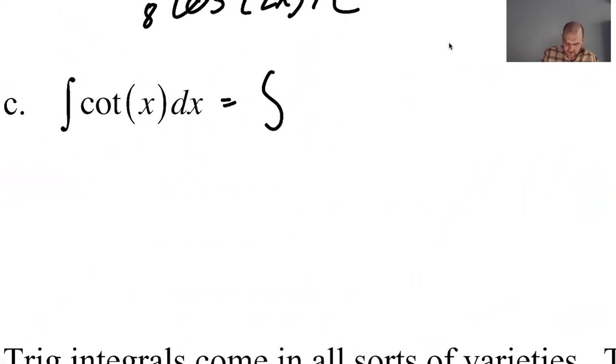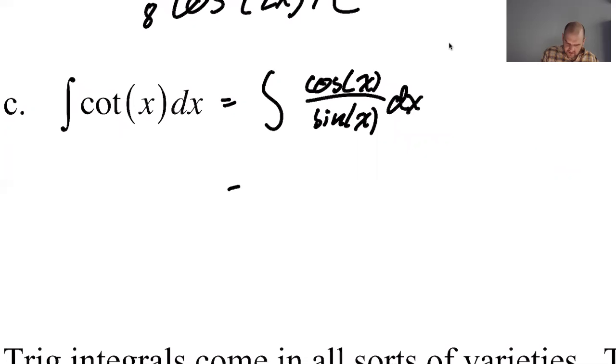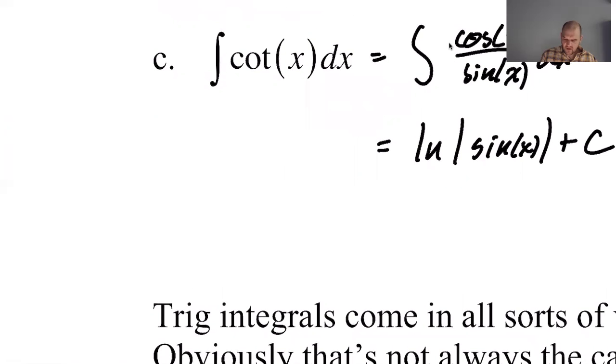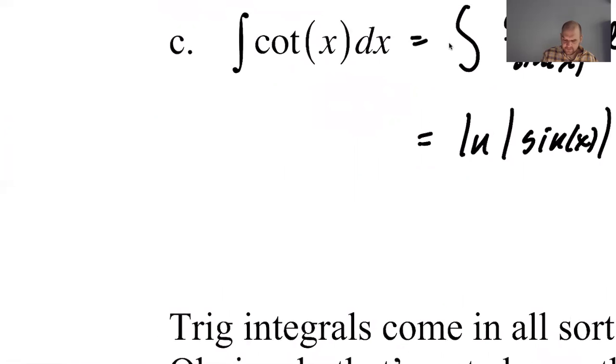This, I think I'm going to go with, this is cosine of x over sine of x. And then if you integrate that, you're going to get the natural log of the absolute value of sine of x plus c. Okay, so I mean, that definitely works. The other thing, there's another weird way you can do this. I mean, it's not really that weird.